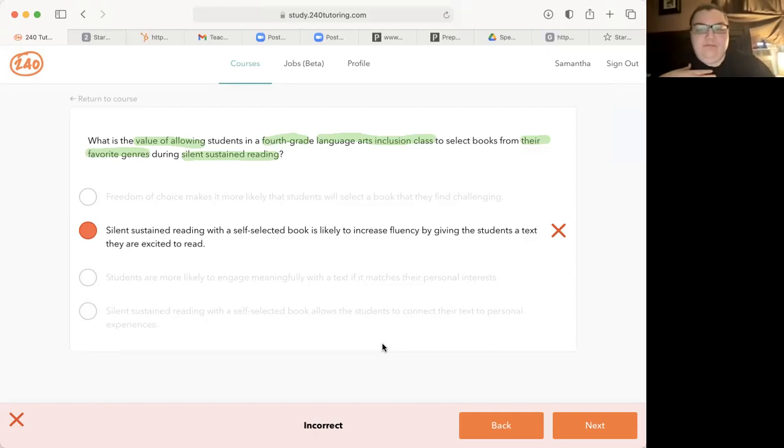silent sustained reading with a self-selected book is not likely to increase fluency just because the students are excited to read. Fluency is your ability to read things out loud fluently. And the way that we test for fluency is we give students a text, and this is important, so I'm going to actually put it down here for you. So to test for fluency, why isn't it doing it?